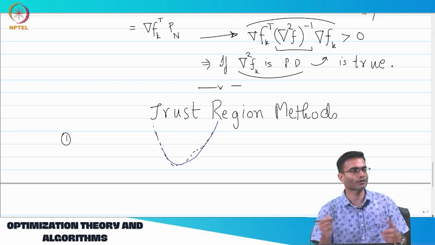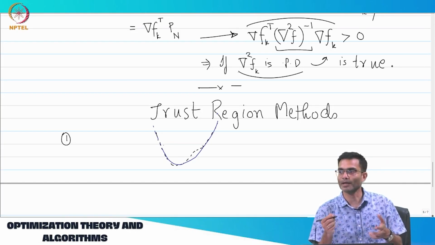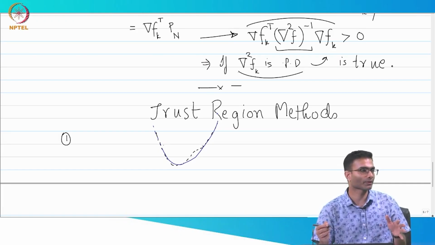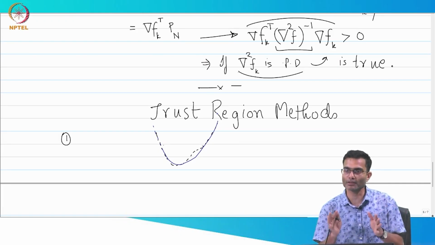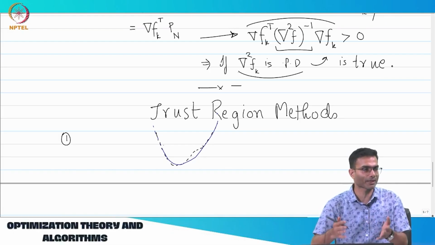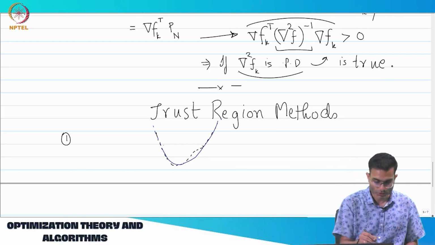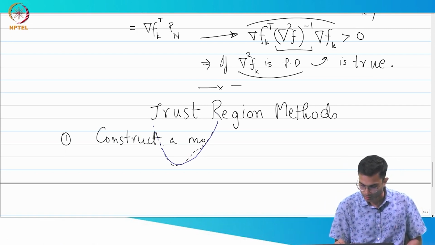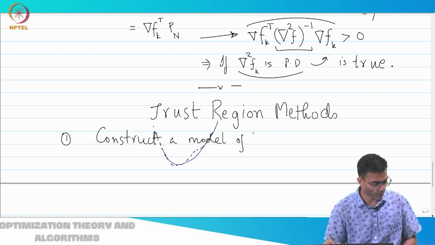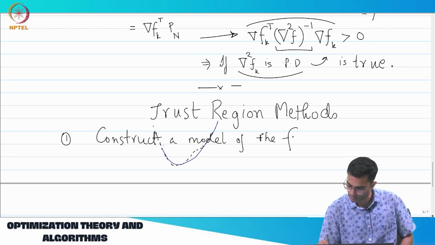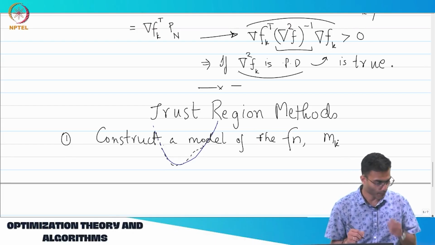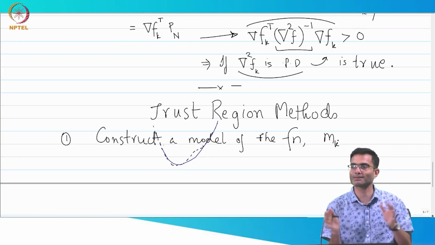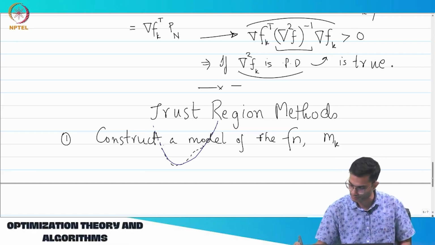What is the advantage of building a model? I can do continuous math with it. I can take a derivative, I can take a second derivative, all of those things I can do. And all the time I have to keep in mind that how accurate this model is translates to how accurate my analysis is. So step one is quite simple: construct a model of the function, let's call it mk. And obviously the objective is that it should match the function behavior in some region.